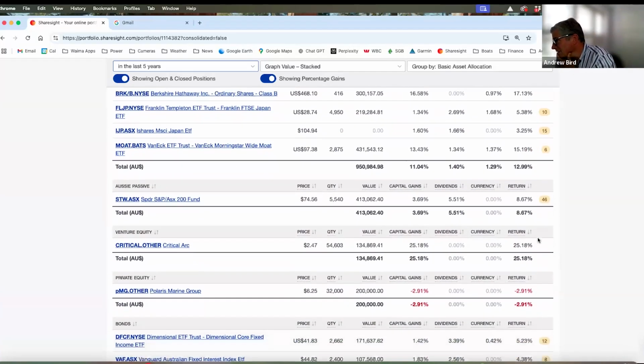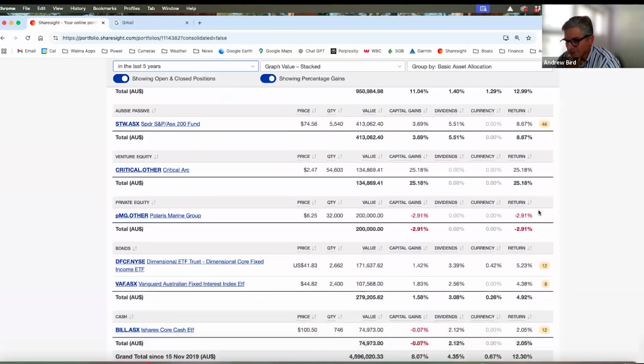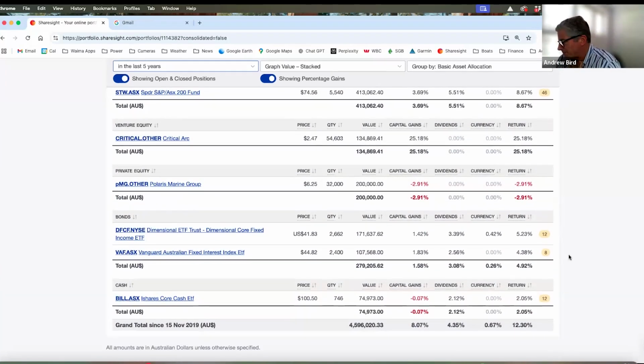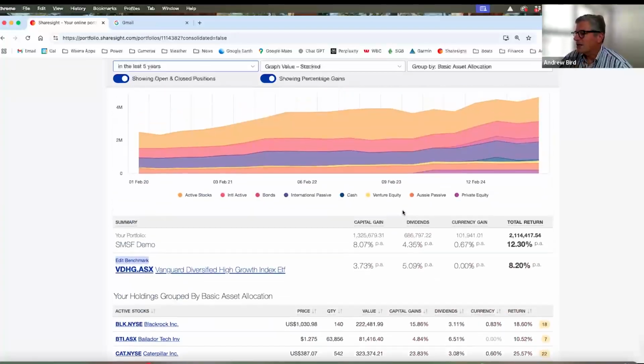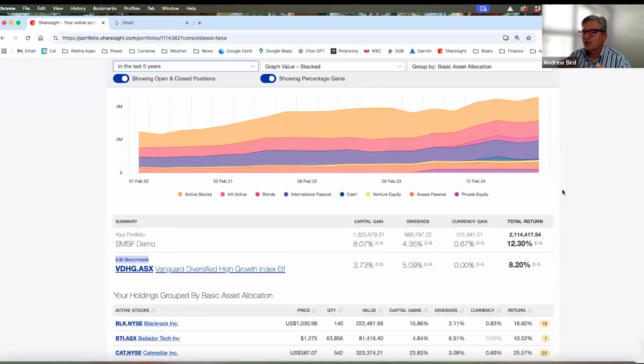The Aussie has been just under 9%. Not terrible, but not shooting the lights out. Some of these, PMG actually I bought fairly recently, so there's not a lot of history there. Critical Arc doing pretty well. Bonds, etc. So look, I guess the main takeaway I'd say here on returns is make sure that you're regularly looking up and down the time horizon.